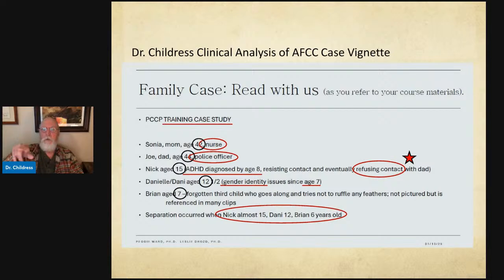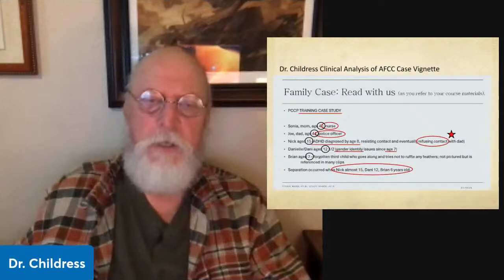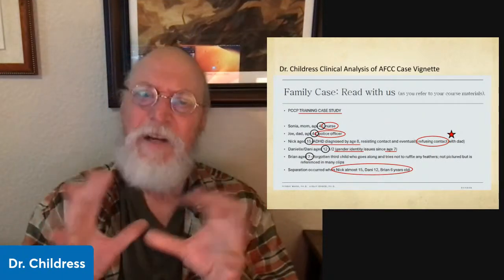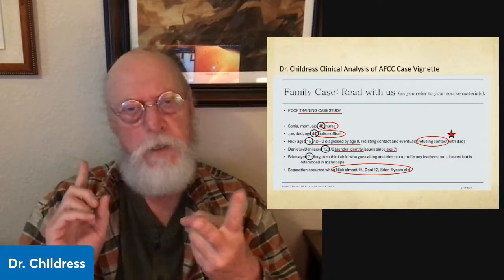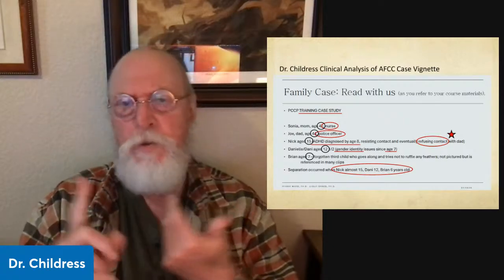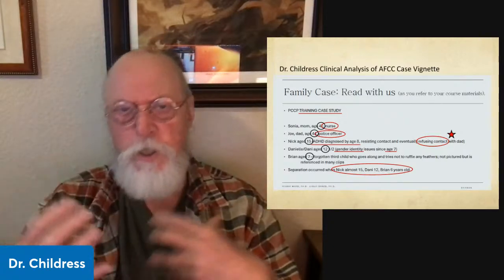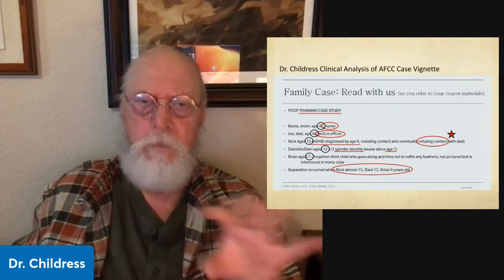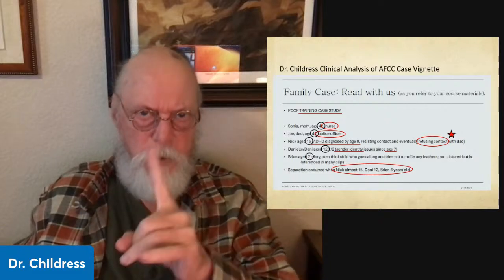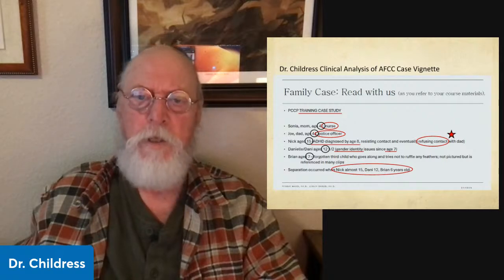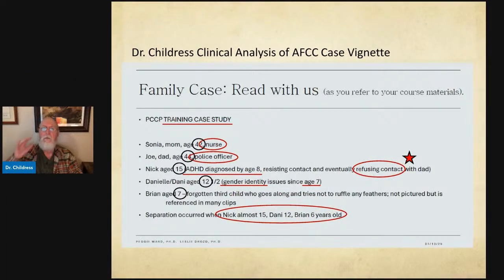The other issue in Nick's presenting problem is he's refusing contact. Now, that puts it in the domain of an attachment pathology. So when a client's coming in, you want to look at what category we are dealing with. Autism? Is this an ADHD issue? Is this an attachment issue? Eating disorder? Substance abuse? What's the category? Depression? Anxiety? In this case, we're looking at a family conflict. The child has ADHD, but that's a secondary consideration. What we're really looking at here is the attachment pathology, the child's refusing contact with his father.